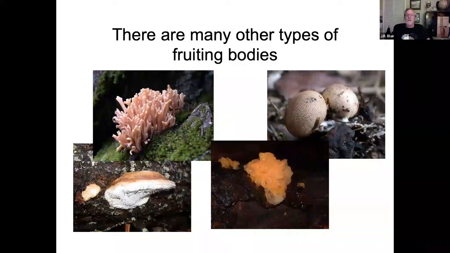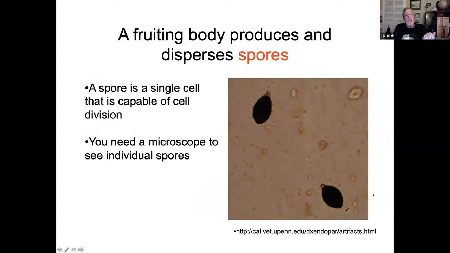Okay, so here we have a coral mushroom, puffballs, jelly fungus, and over here in the lower left is a polypore. So these are all fruiting bodies. These are all structures that are involved with reproduction. More specifically, they're involved with the production and dispersal of spores.